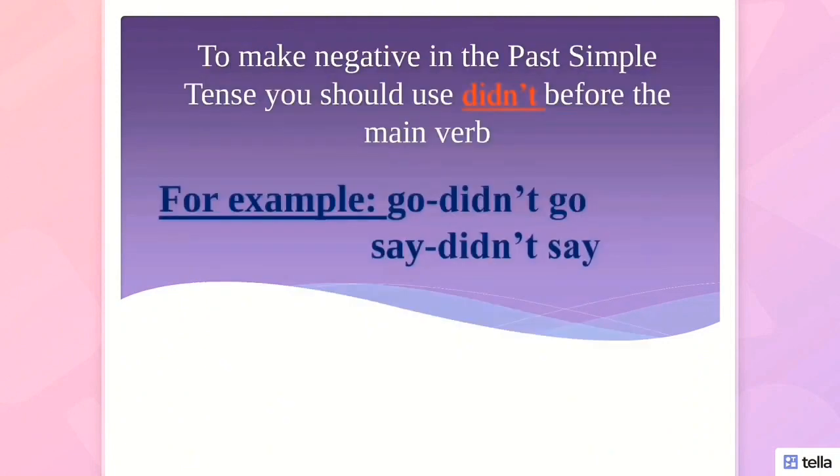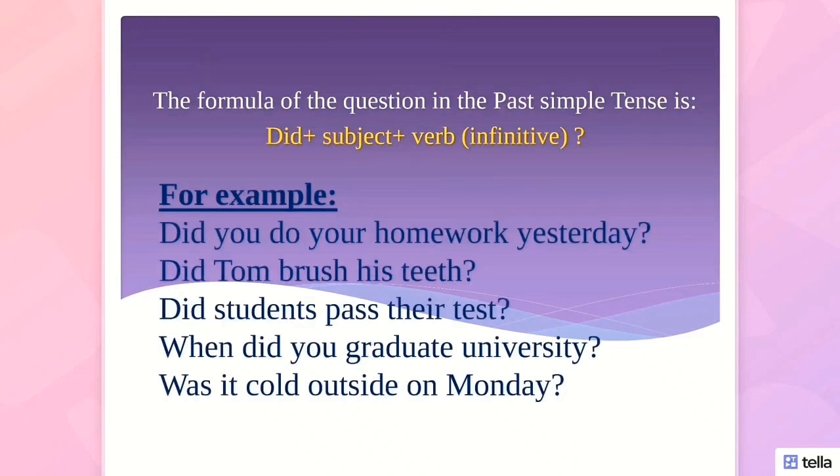Okay, to make negative sentences in the past simple tense, you should use didn't before the main verb, as in the example, go, didn't go, or say, didn't say. And there is one more peculiarity in this case. You have to use the infinitive with did or didn't. You see, we say didn't go, but not didn't went. Okay, let us move further.